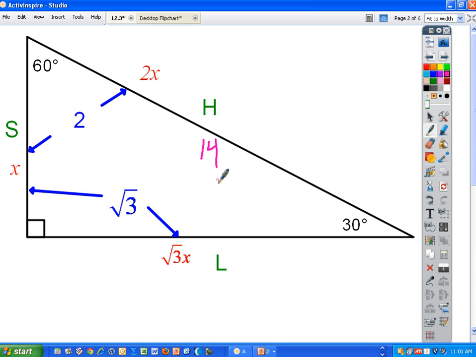Because there is no direct connection between the hypotenuse and the long leg, is there? We always have to go through the short leg first. So 14 divided by 2 would be 7. Okay, so we got the length of the short leg, and then to get to the length of the long leg, multiply by square root of 3. So I get 7 radical 3. Okay? Make sense? See how we're doing that? Okay?